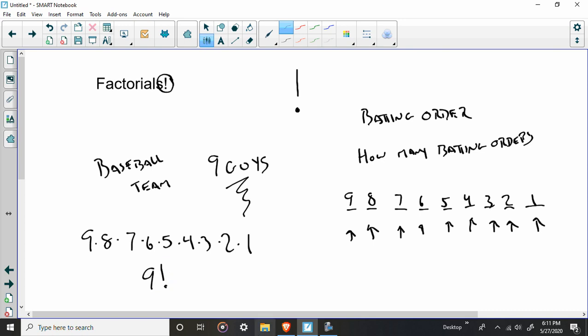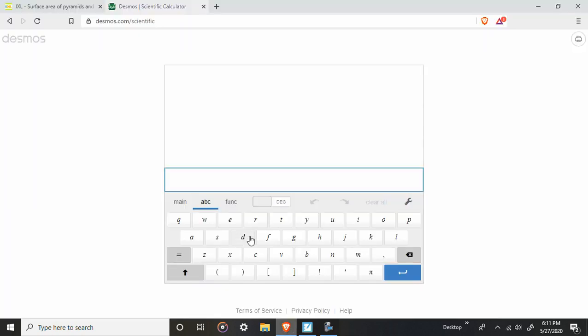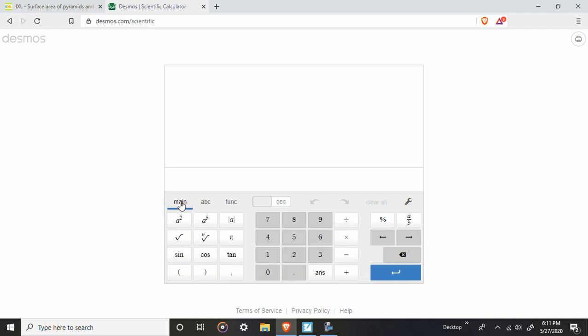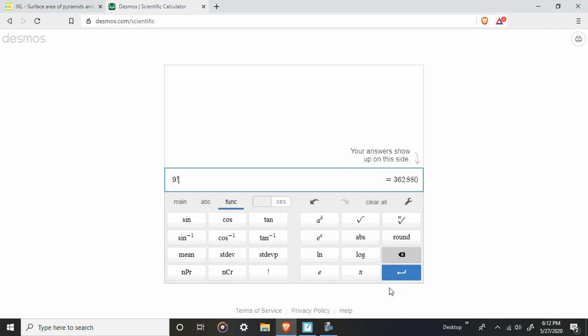And what you do is, rather than type all this into your calculator, you'd break out your scientific calculator. I'm using Desmos.com, their scientific calculator. It's in different places on different calculators, so if you have one, let me know. You should be able to just type it. So if I type 9 and then literally put an exclamation point, you get the number of different ways. If you can't use the keyboard, I believe you go to function, and it's right there, an exclamation point.